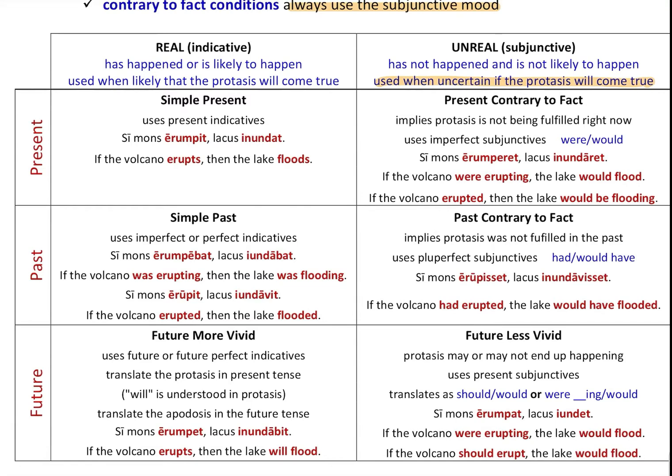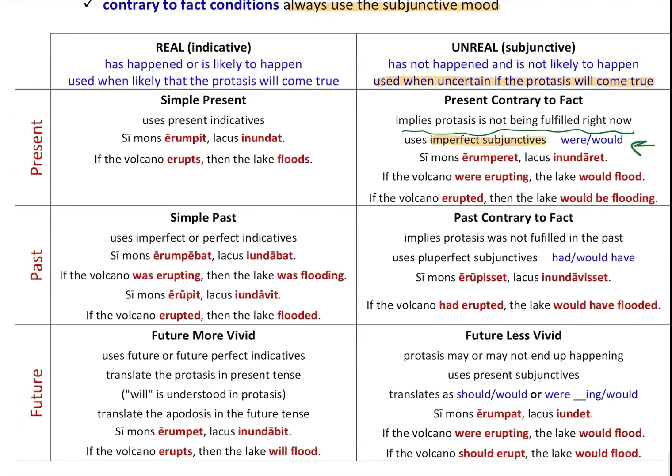All right, so they're called contrary to fact because remember, fact is something, and when we do indicative, it is a fact. We're stating a fact. And it's called contrary to fact simply because of the fact that it may not actually become a fact. So the present contrary to fact implies that the protasis is not being fulfilled right now. Okay, and it uses imperfect subjunctives, and when you translate, there's a were or a would there.